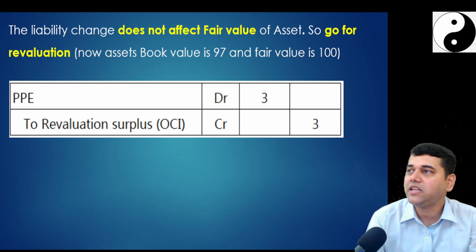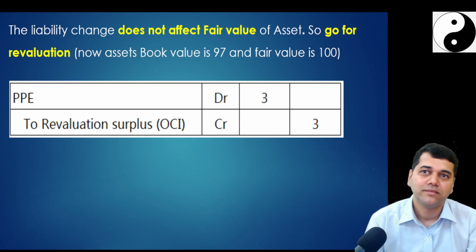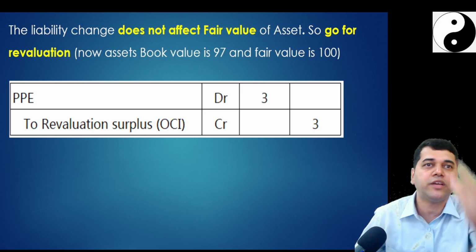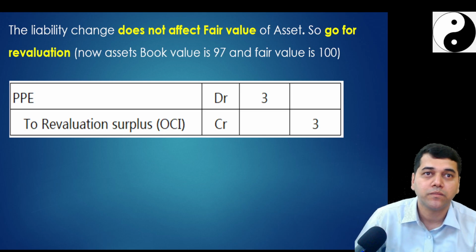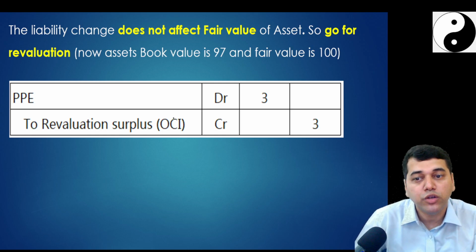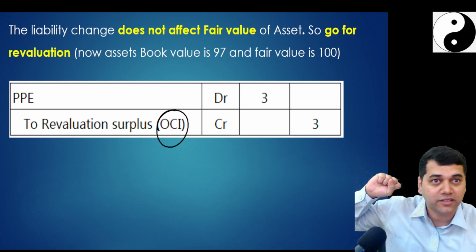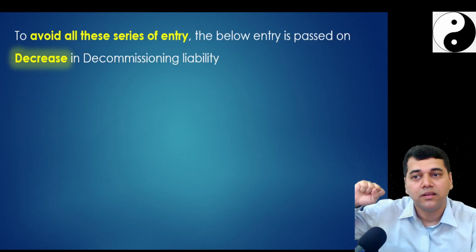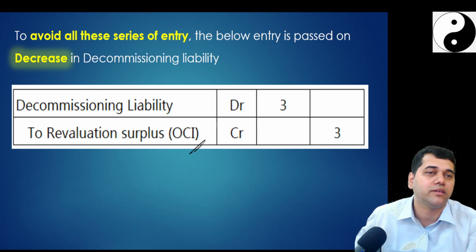So instantly, you revalue it. Since you always follow the revaluation model, anytime the value changes, you can revalue, no? So once you do the revaluation, what entry do you pass? PPE to revaluation surplus, OCI, understand? Impairment, you will take the balance from the surplus, but the revaluation upward is going to go through the OCI of the year. To avoid all this series, you will pass decommissioning liability to OCI, simple.